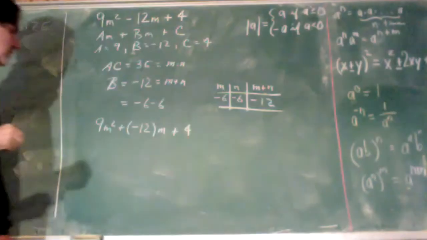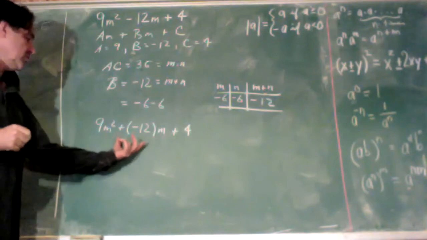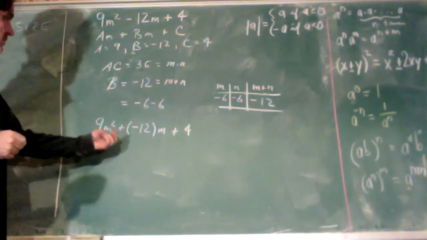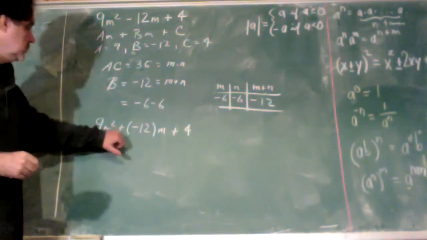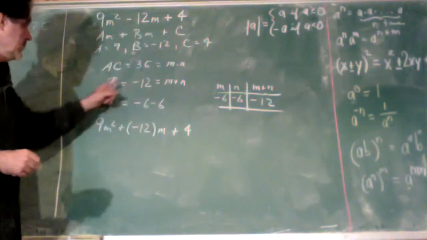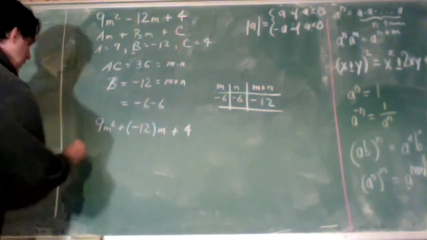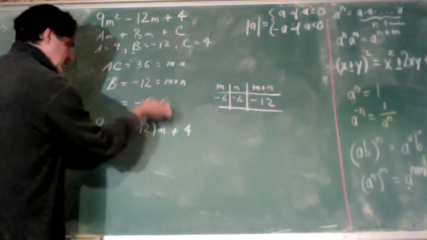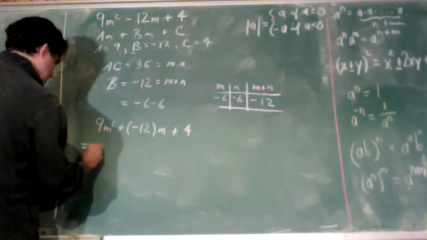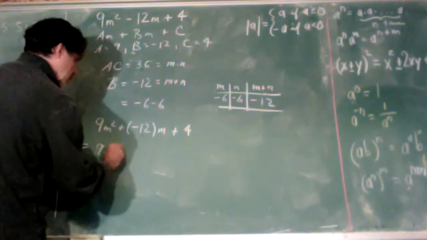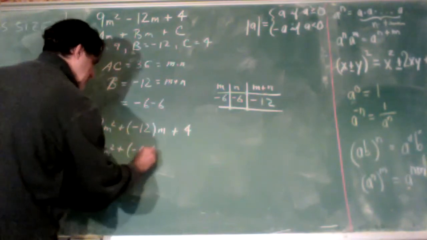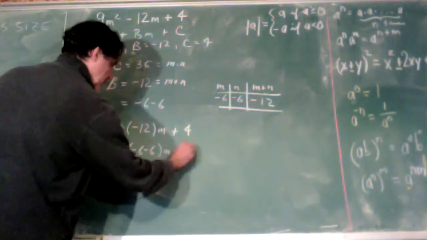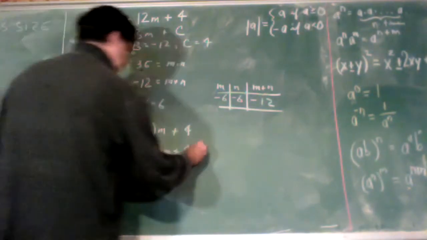make sure that we present the trinomial in a way that we don't confuse ourselves. 9m squared plus the minus 12, which is our B, m plus 4. We replace the expression for B. We replace minus 6 for the coefficient b, the expression minus 12. Minus 6m plus 4. I'm going to write it out this way.